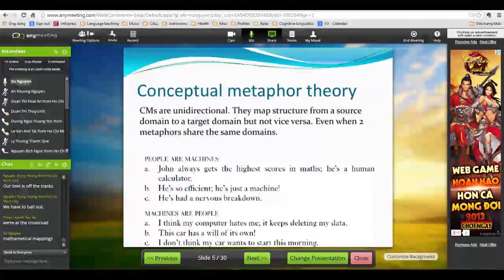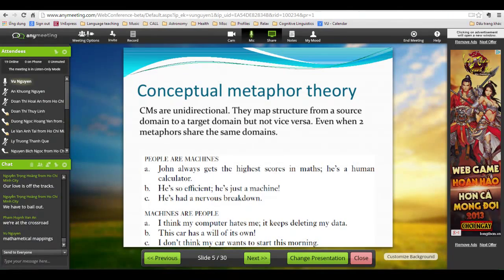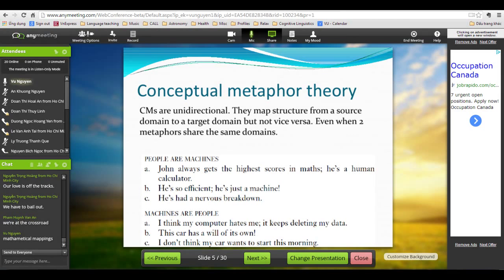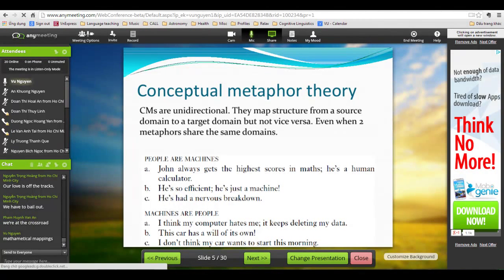Now, the important thing here is that although these two conceptual metaphors have the same domains, people are machines and machines are people, they are about very different things, and their mappings are very different. So the key point of conceptual metaphors being unidirectional still holds. In the people are machines metaphor, we see that the mechanical attributes associated with machines are mapped onto people. For example, the speed of the machine, the efficiency of the machines, the part-whole structure, and the fact that machines sometimes break down.